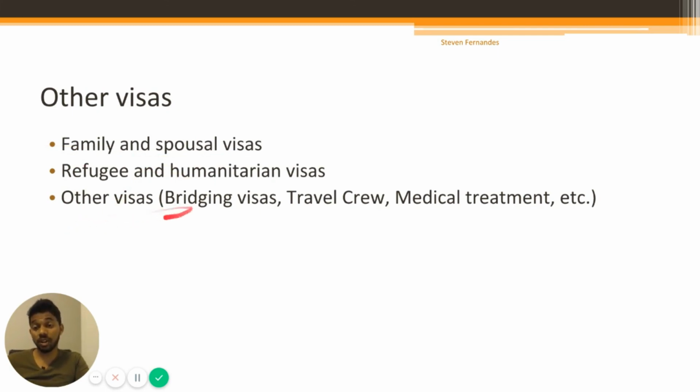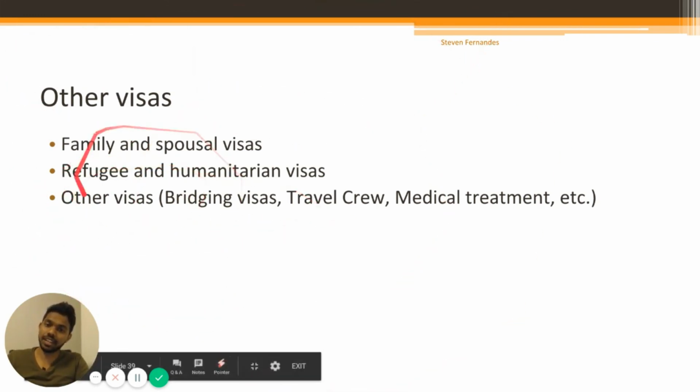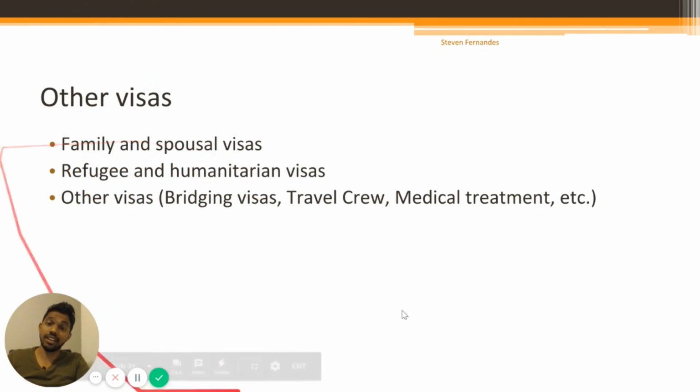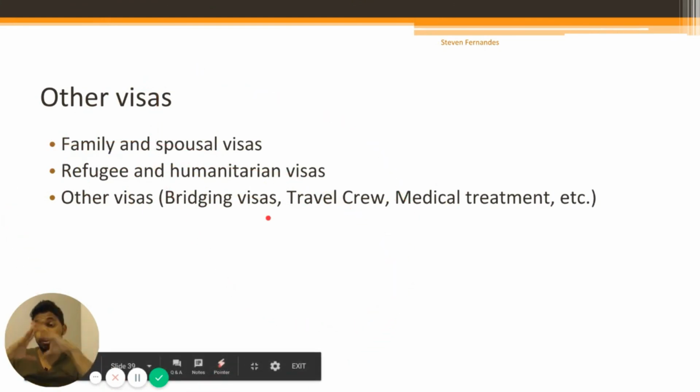Some other visas that are also there are bridging visas, travel crew visas, medical treatment visas. So people from the merchant navy or cabin crew on the flights, this is for them. But this is just a caveat that there are other visas available other than the ones I covered. I just covered the main ones.